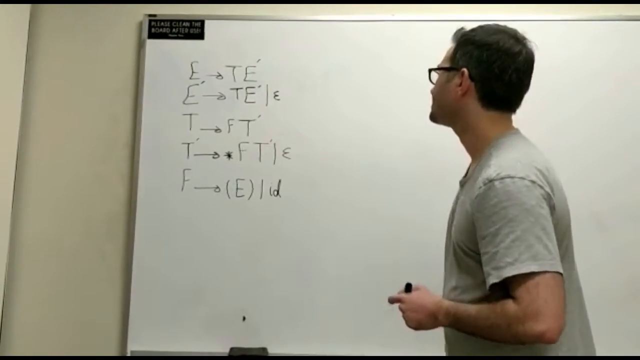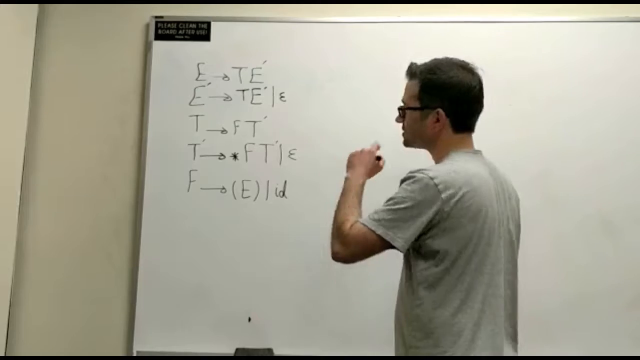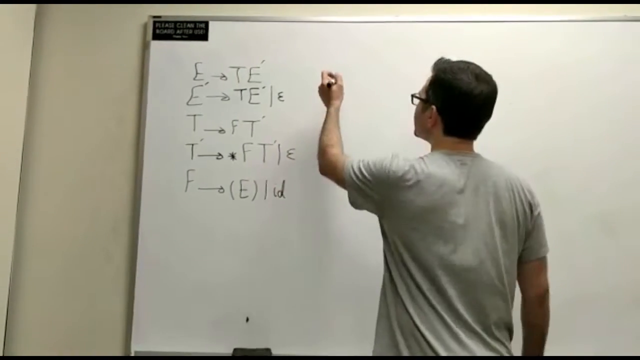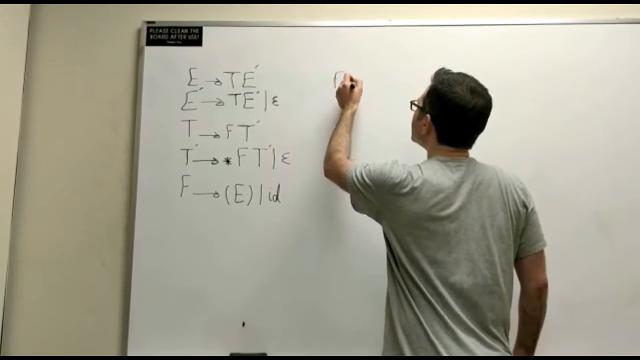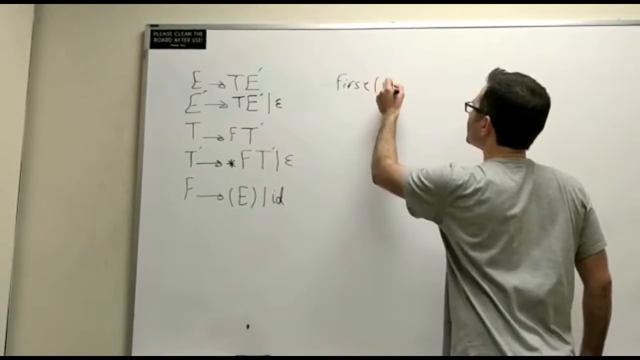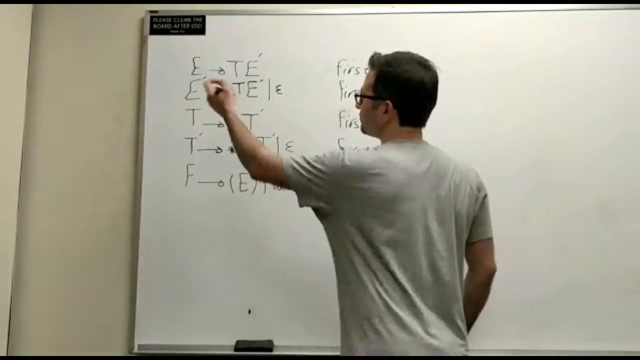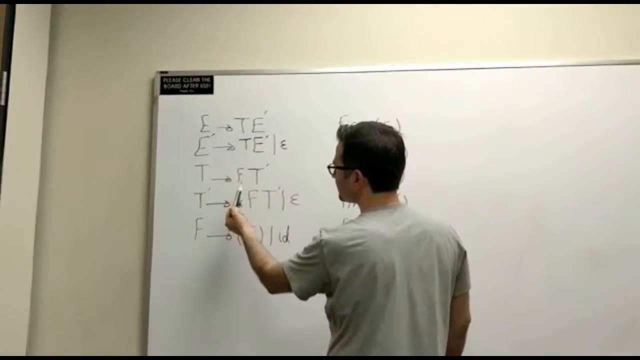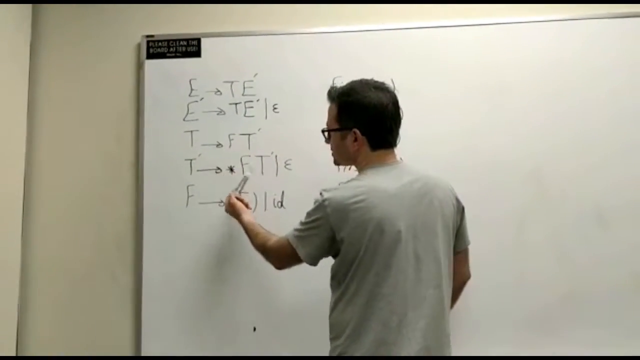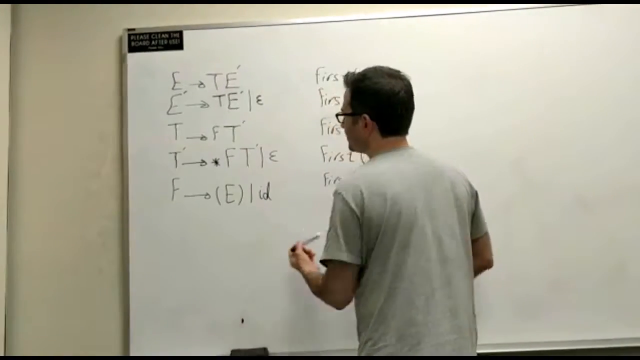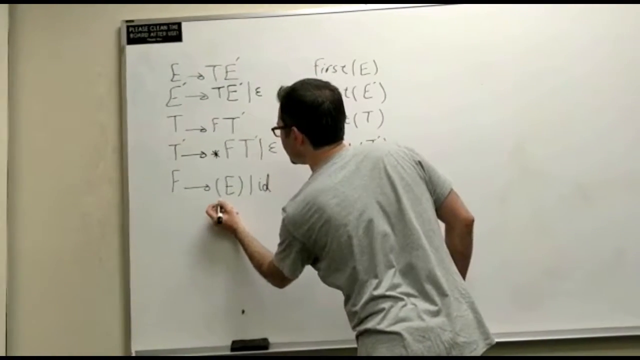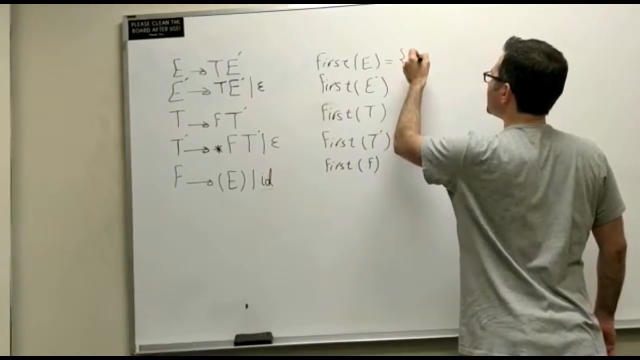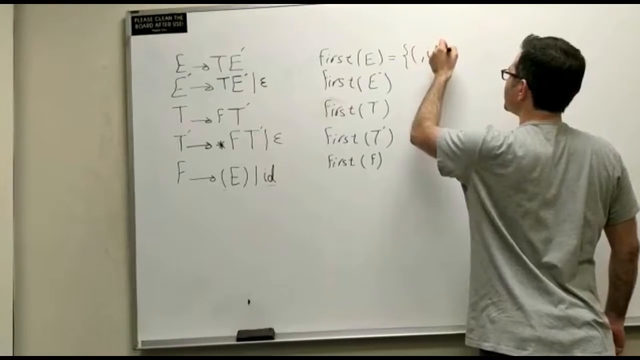So the first step is that we need to find the first set for each symbol. So we need to find the first of E. To find first of E, we need to find first of T. So what is the first of T? We should look for first of F. So right here we can find it as a left parenthesis and ID. So it is equal to left parenthesis and ID.